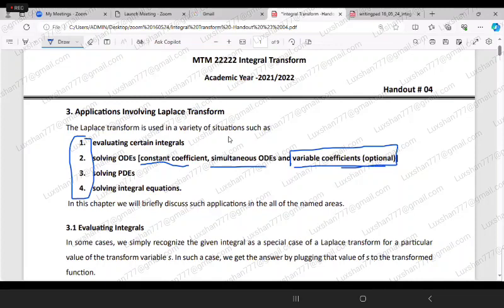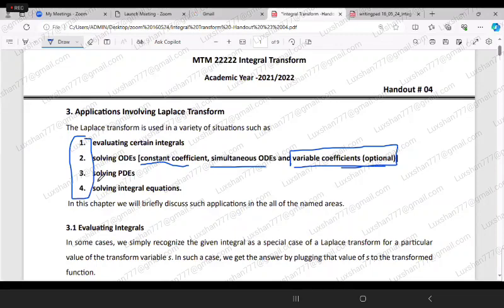So that is our second one. The third one is solving PDEs, and the fourth one is solving integral equations. Sometimes we call these integro-differential equations. So we are going to look at these four applications today, and hopefully I will finish this handout today itself. In the next class, we can start the Fourier transform.